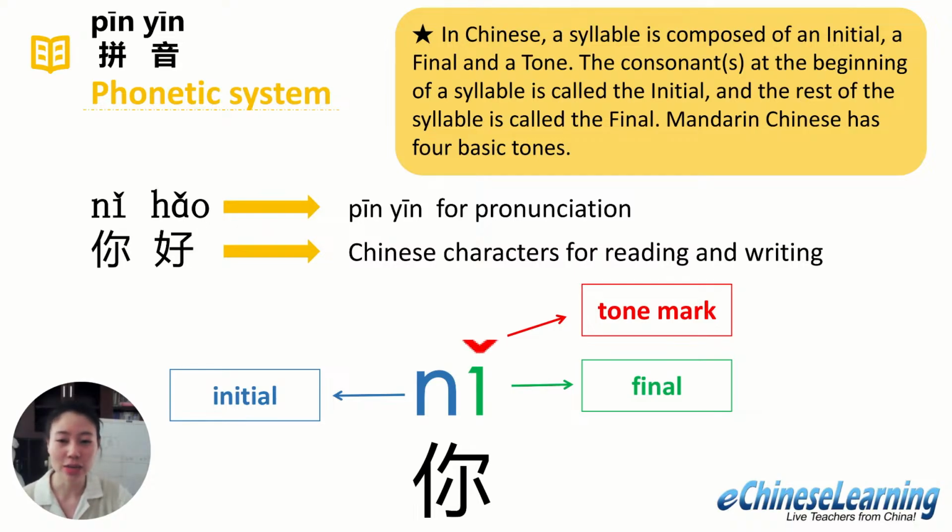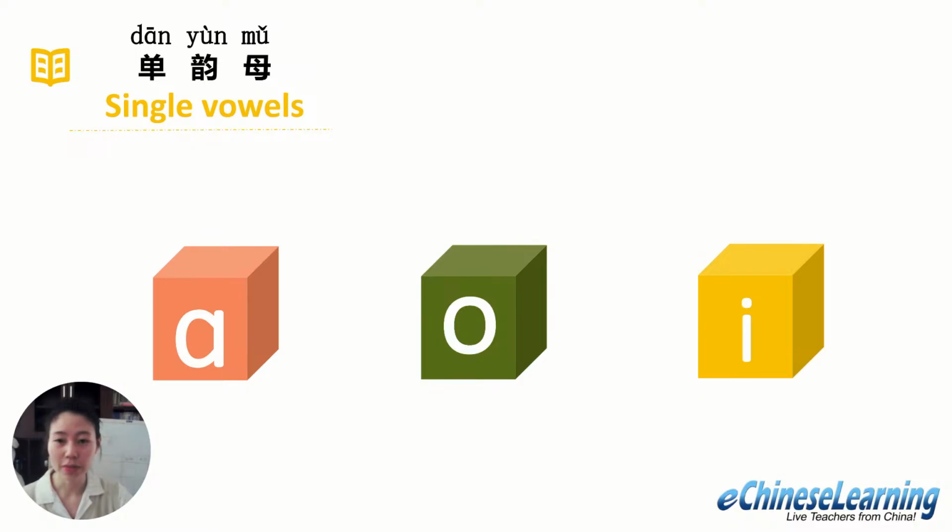Today we are focused on the pinyin part. Pinyin is composed of 3 parts: the initial, the final, and the tone mark. Okay, continuing to the next one. That would be for the pinyin. Now today we're going to learn 3 basic single vowels.